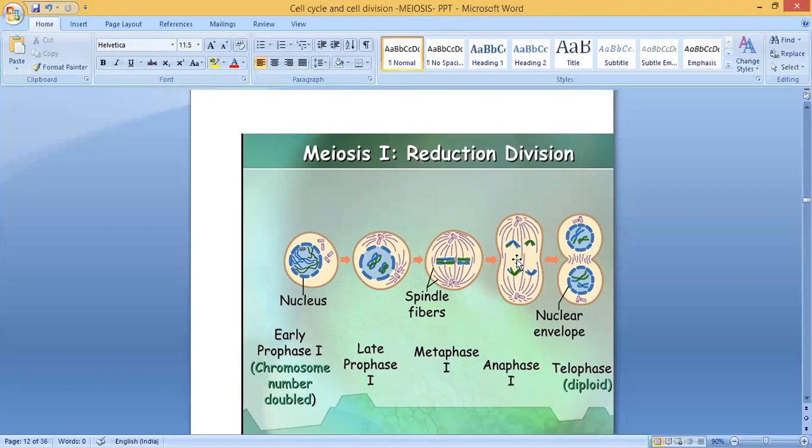Here, what is happening? These chromosomes separate. Each one is going to each side. This one is going to one side, another one is going to the opposite side through the spindle fibers. They're moving towards the poles or ends through the spindle fibers. That is anaphase 1.